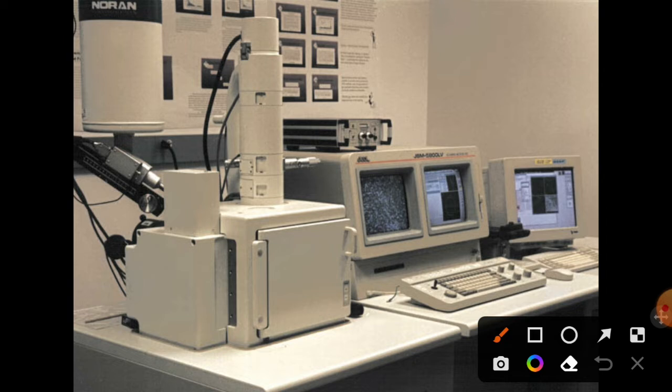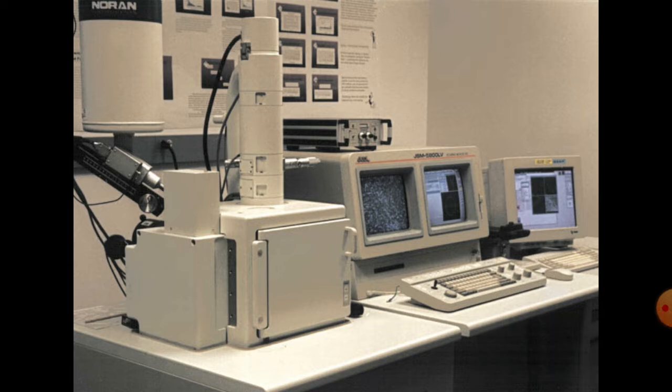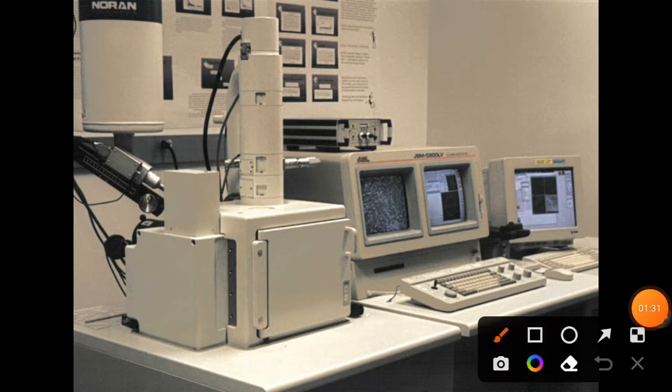We all know there is a saying that necessity is the mother of invention. Under such circumstances, the necessity was to see the three-dimensional image. So that is why we constructed the SEM.